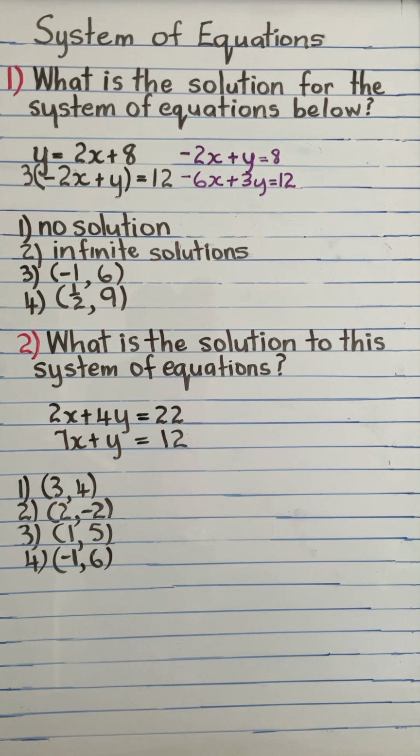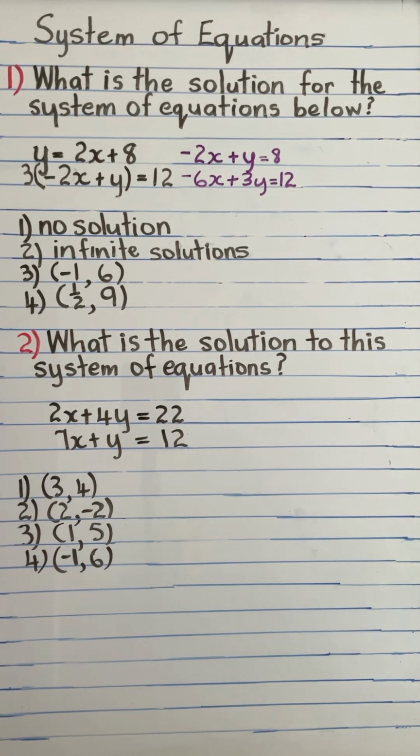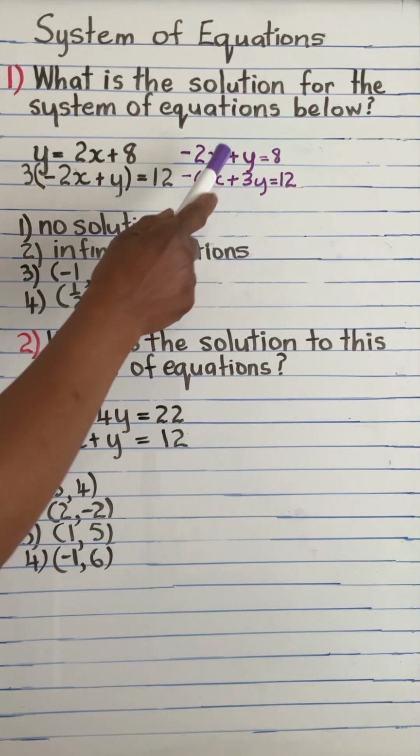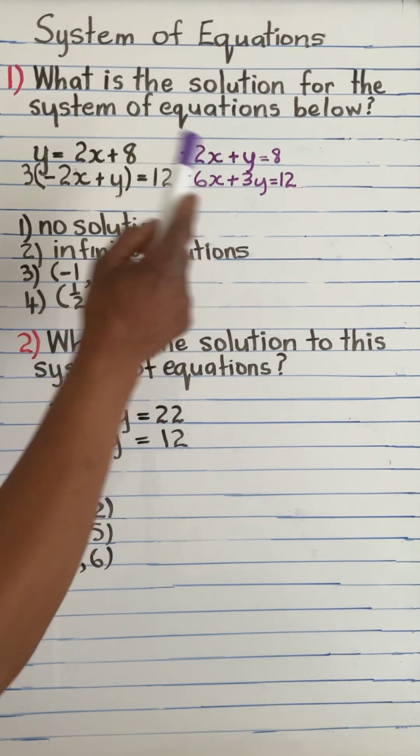Question 1. What is the solution for the system of equations below? y is equal to 2x plus 8 and 3 times negative 2x plus y is equal to 12. The first thing we have to do is to write both equations in standard form, and standard form means we have the two variables on one side.